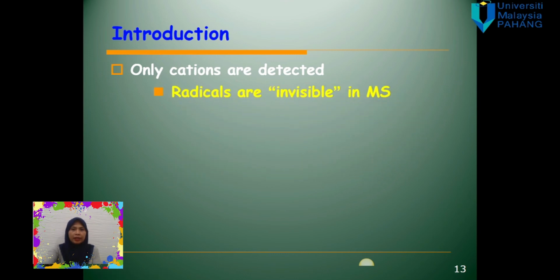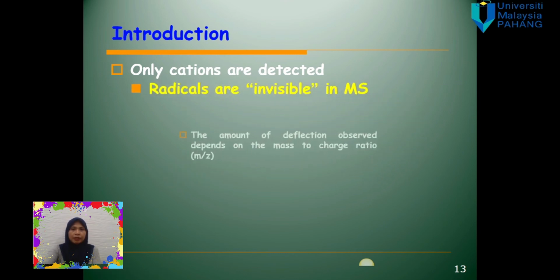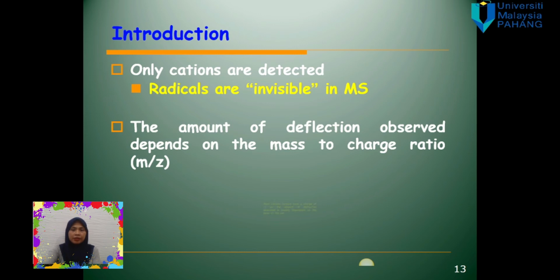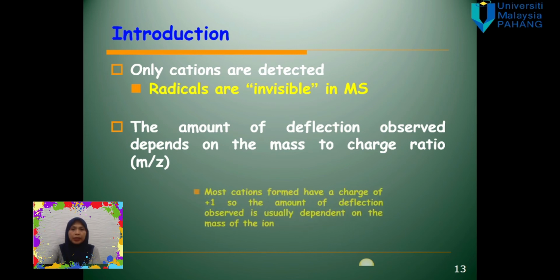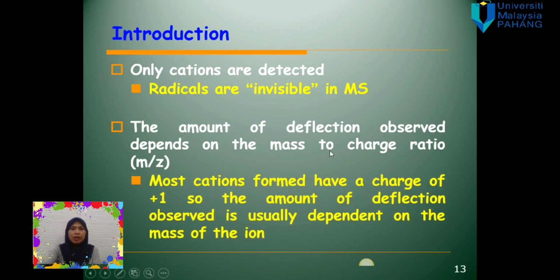Only cations are detected in mass spectrometry. Radicals are invisible, meaning they do not appear in the mass spectrum. The amount of deflection observed depends on the mass to charge ratio. That's why the intensity of different peaks will be different, because of the different relative abundance of the cations formed. Mostly cations form with a positive 1 charge.